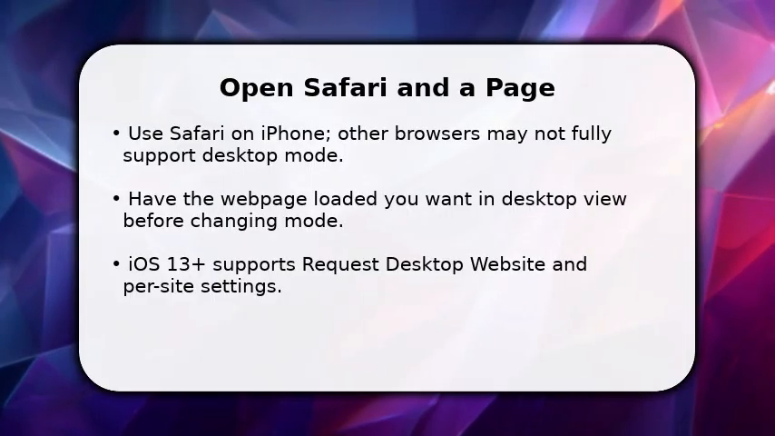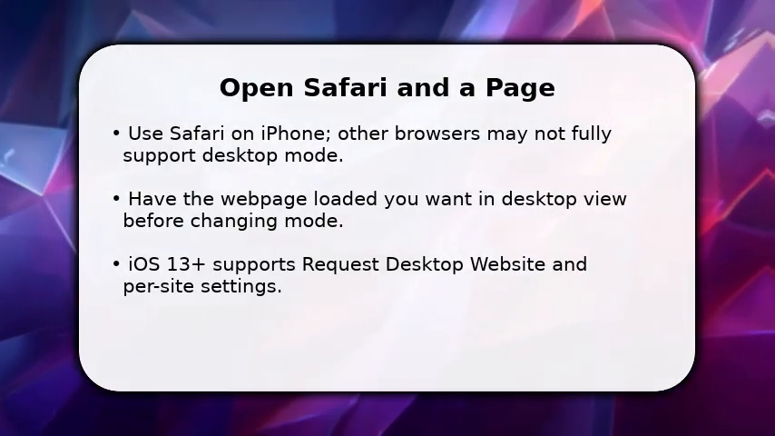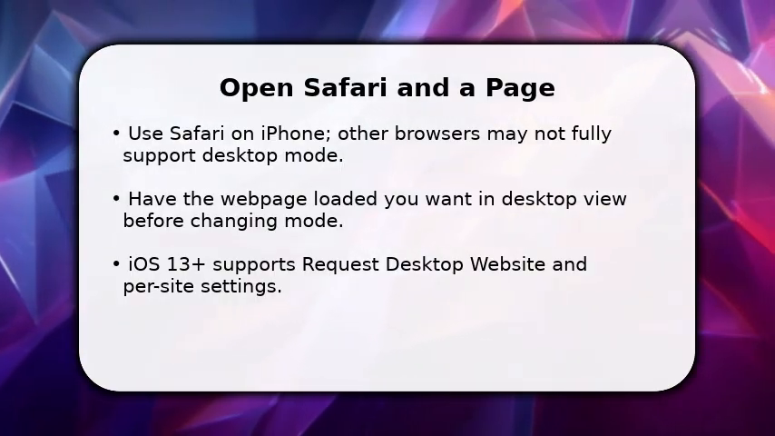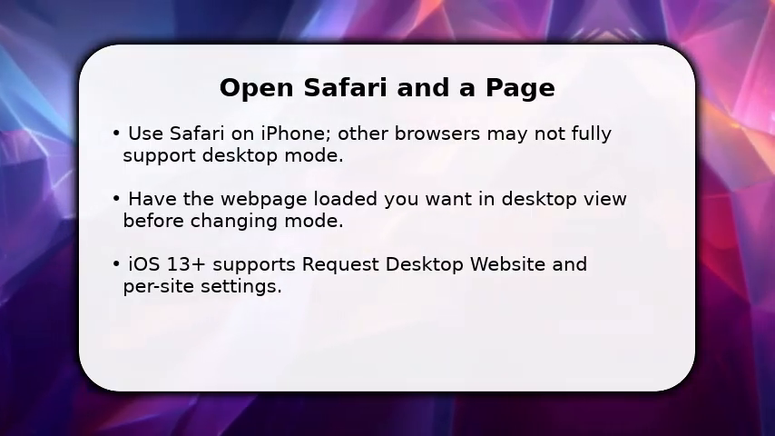You start in Safari with the exact page you want in desktop view. Once the page loads, tap the address bar or the AA icon at the left of the URL. This is the first actionable step. Bring up the site controls. Make sure you're on that tab.